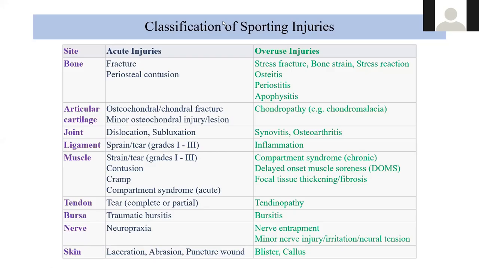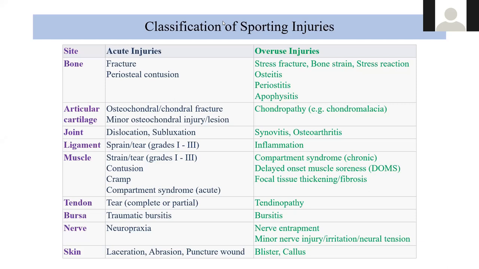So the classification of overuse injuries: sporting injuries will be acute injuries and overuse injuries. The regions will be bone, articular cartilage, joint, ligament, muscles, tendon, bursa, and skin. If you look at the acute injuries in the bone, mostly fractures and periosteal contusions. And in articular cartilage, osteochondral fractures will be there. And minor osteochondral injuries also will be part of the acute injuries.